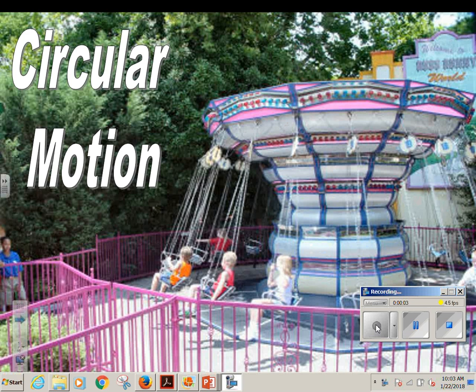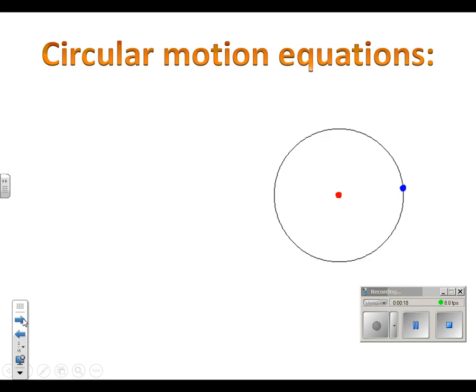Alright, these are the AP1 UCM recorded notes on circular motion. Hopefully there are 15 slides, and hopefully we'll be able to get through them in a short amount of time. Alright, circular motion equations that you need to know.